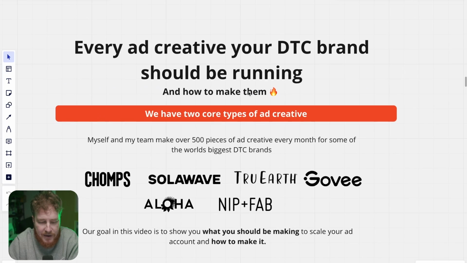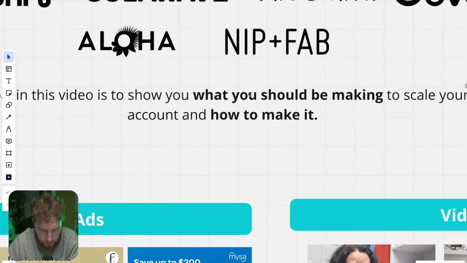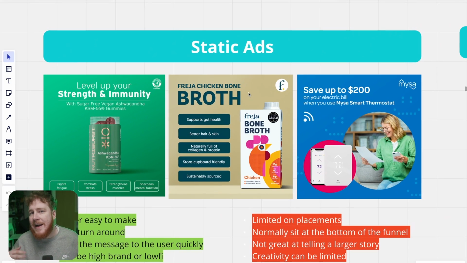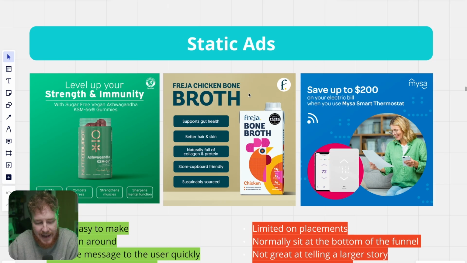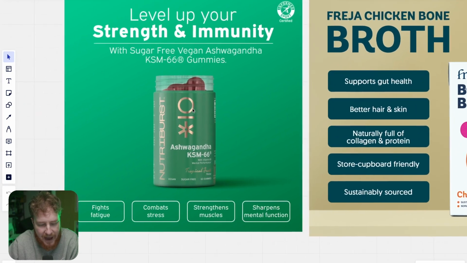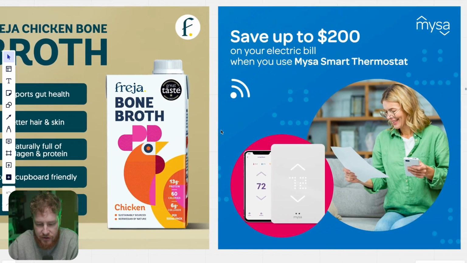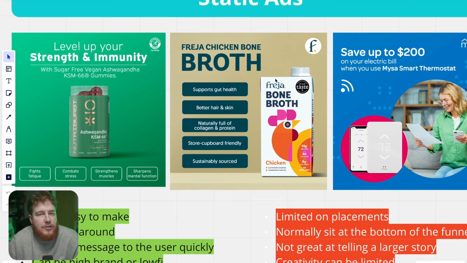So, like it mentions here, we have two core types of ad creative. What are they? Well, let's start with probably the most popular. Everyone probably sees it all the time, and it is static ads. Static ads are really great. You can see a few samples here that we've made for clients in the past. There's some supplement stuff here, some CPG stuff here, some tech stuff. You've probably seen this type of ad creative before.